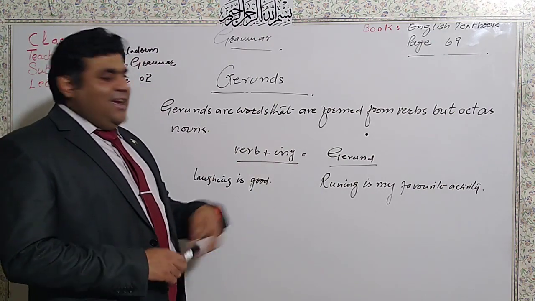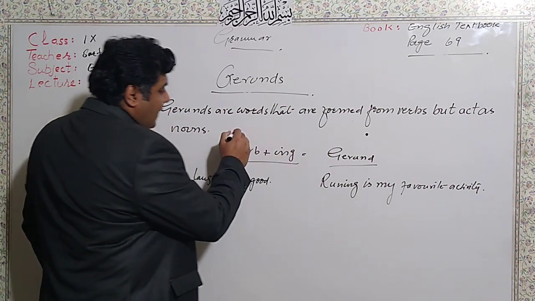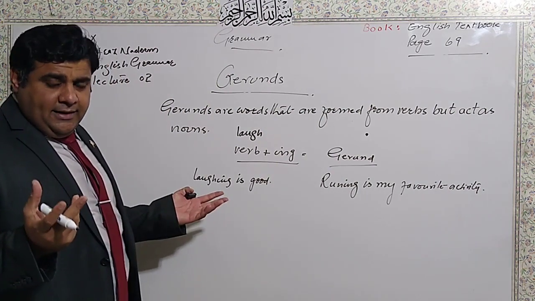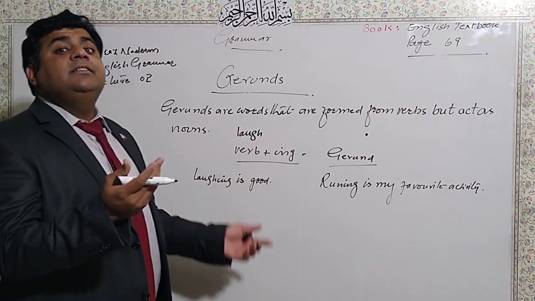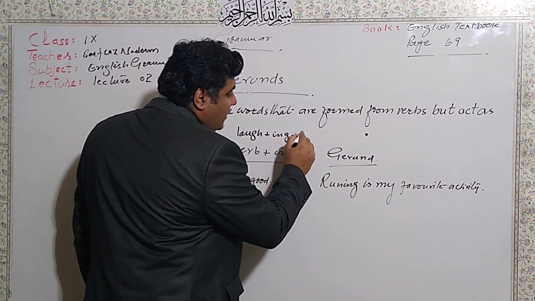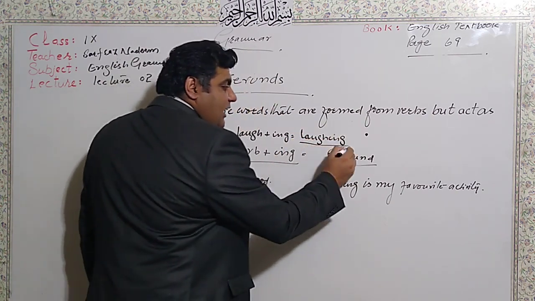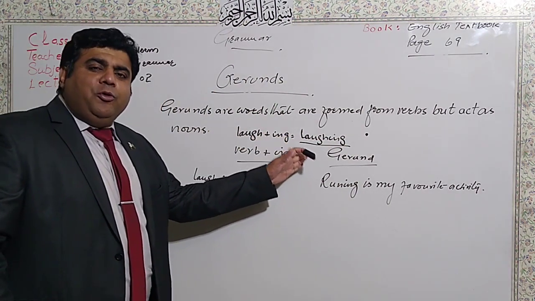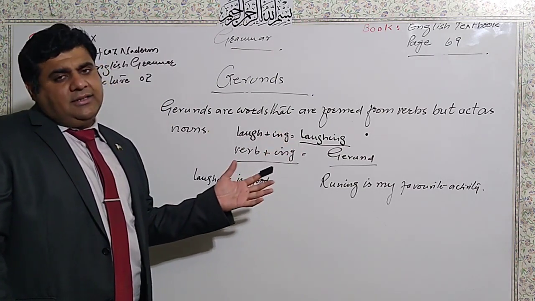Verb plus ing comes as a gerund. For example, laugh, L-A-U-G-H. Laugh is a verb. But when we add ing to it, it becomes laughing, L-A-U-G-H-I-N-G. Laughing becomes a gerund. Now you can use this word as a subject of the sentence or as an object of the sentence.